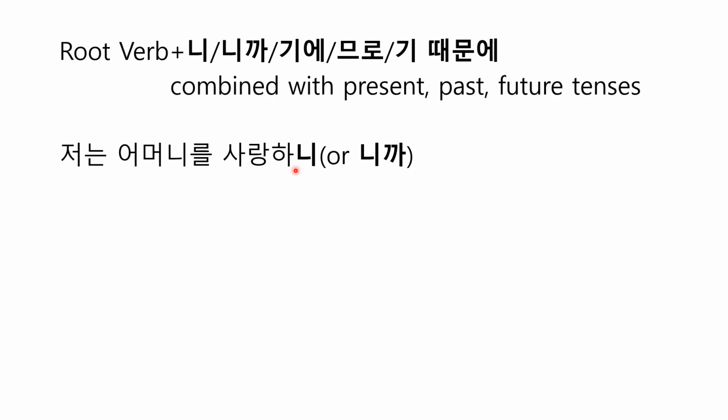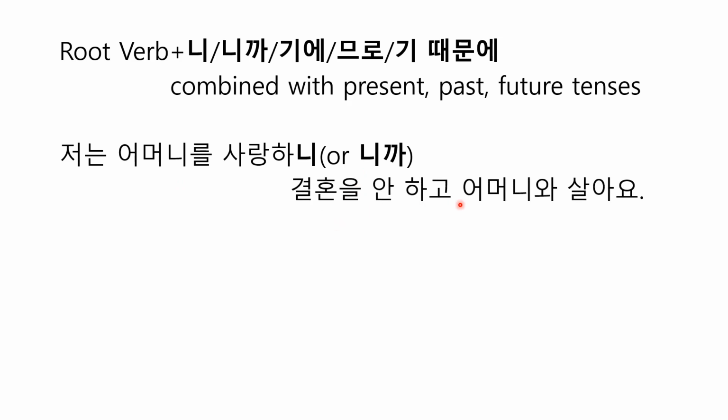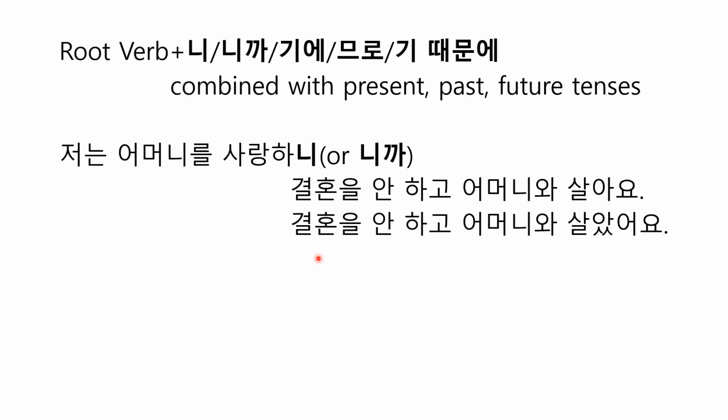저는 어머니를 사랑하니까. This is neutral tense. 결혼을 안 하고 어머니와 살아요. I don't get married. I live with my mother. 결혼을 안 하고 어머니와 살았어요. I don't get married. I lived with my mother.